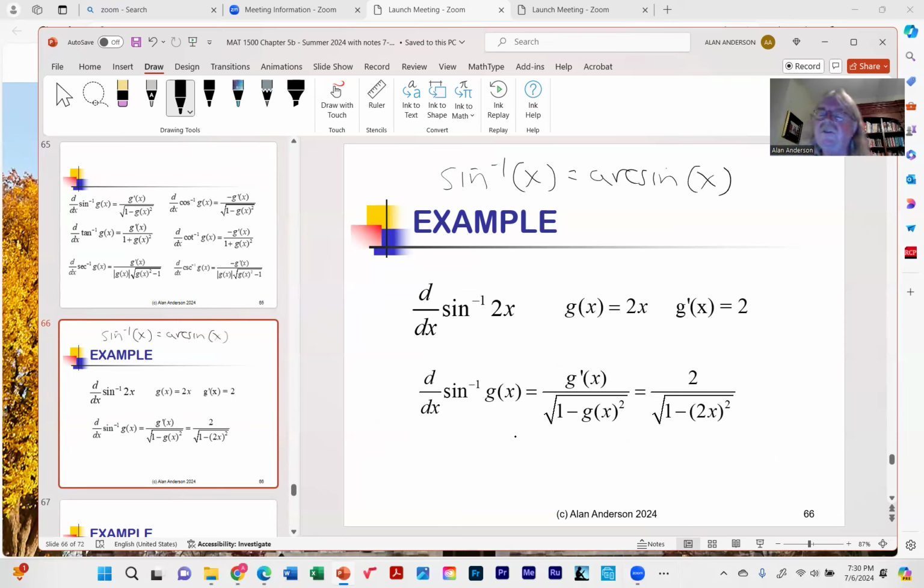These both mean the same thing. I just want to mention that. I noticed that the book usually uses the words arc sine. It's the same thing. It's the inverse of the sine. Okay. So anyway, here's arc sine 2x.